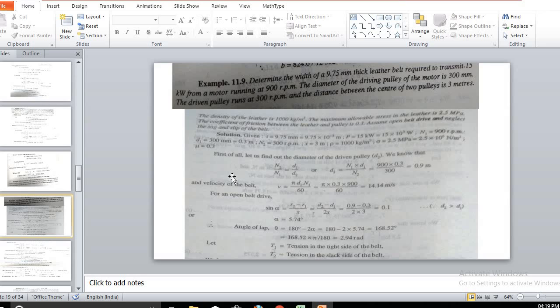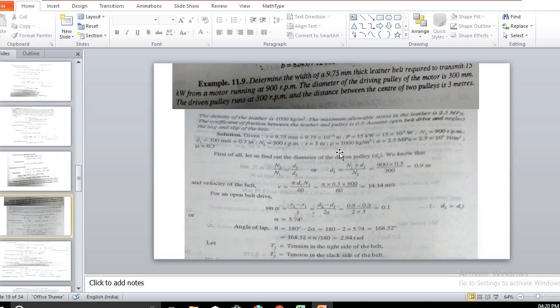So in this example, given thickness equal to 9.75 millimeter, converted into meter. Power is given as 15 kilowatt, converted into watt, 15 into 10 raised to 3. N1, the motor rpm, is given as 900 rpm. Diameter is given as 300 millimeter, converted into meter, 0.3 meter. N2, the driven pulley speed, is given as 300 rpm. Center distance, the distance between the two pulleys, is given as 3 meter.